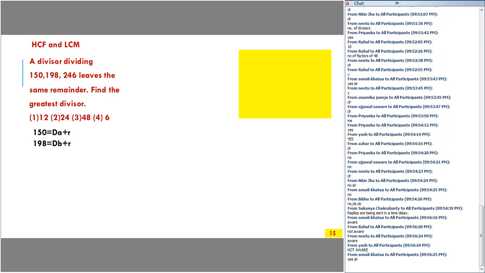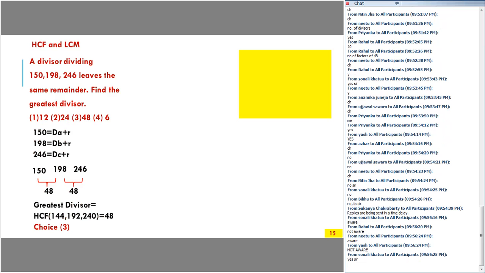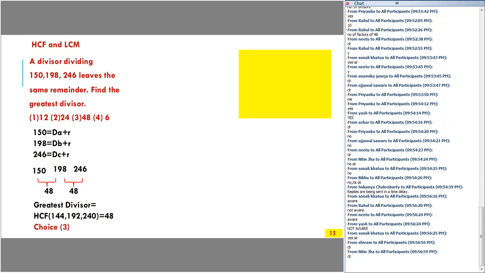So 150 can be written as dA plus R. 198 can be written as dB plus R. Subtracting 2 and 3, you get 48 as the greatest divisor. How many clear? 48 is the greatest divisor. How many clear with this?